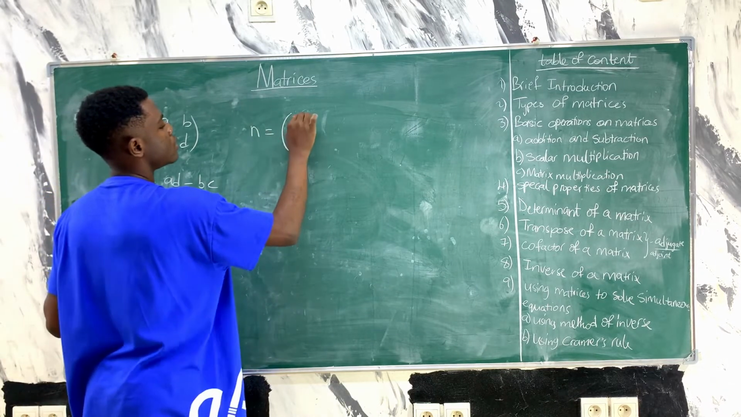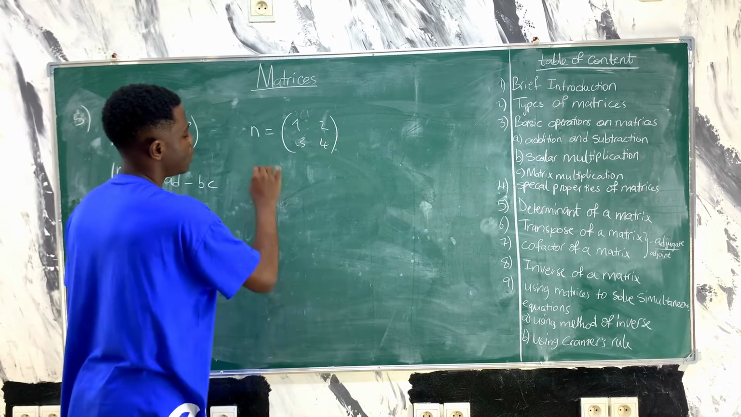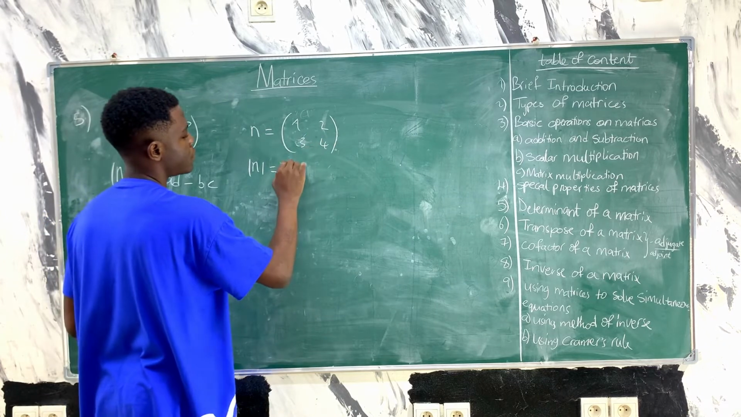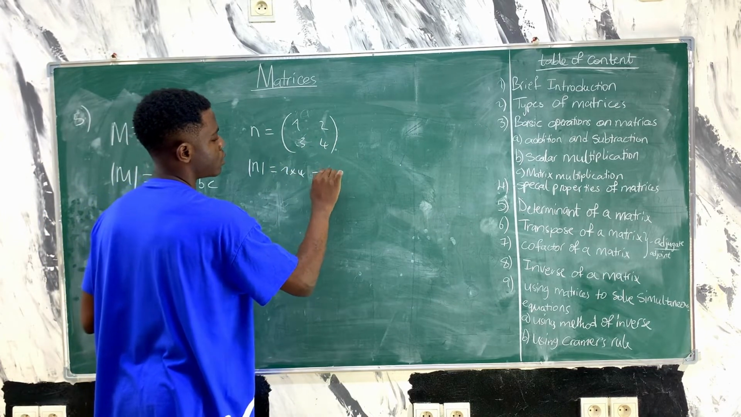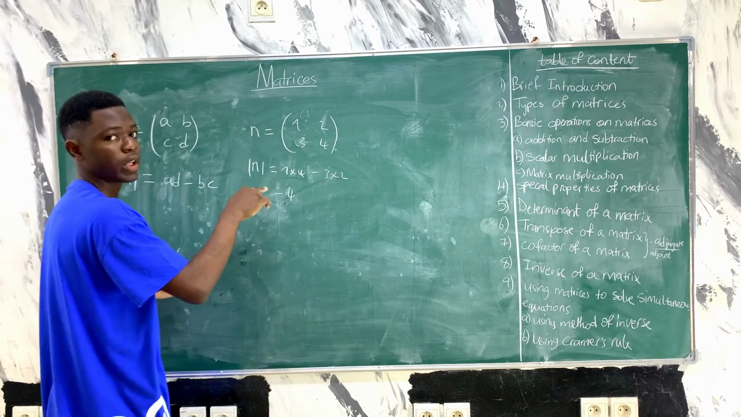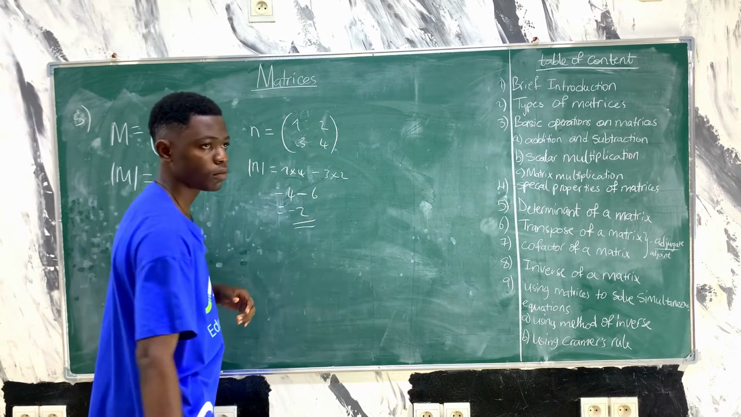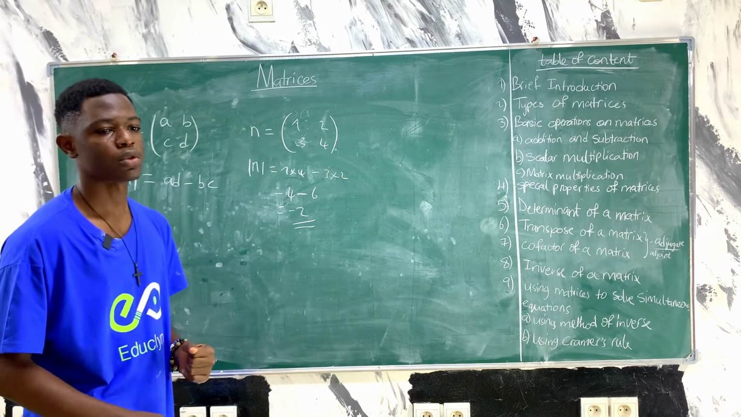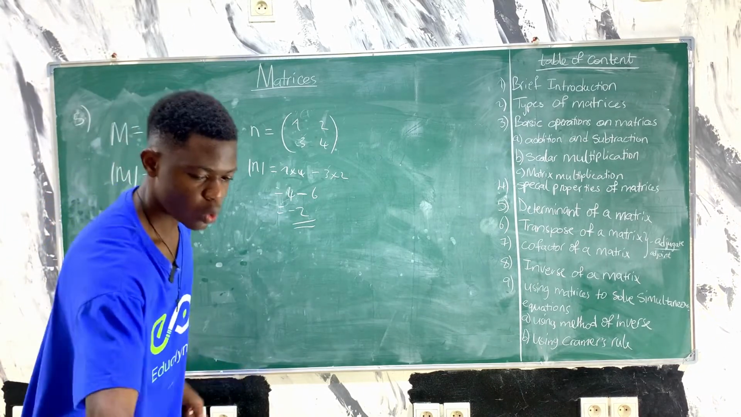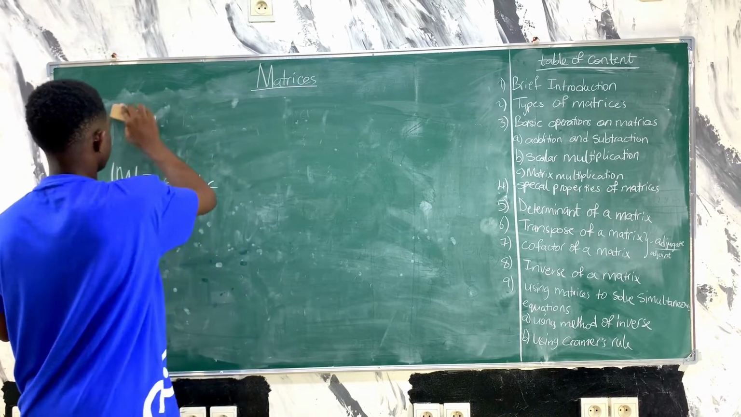The matrix N is 1, 2, 3, 4. The determinant of N is going to be 1 times 4 minus 3 times 2. 1 times 4 is 4, minus 2 times 3 is 6. So the determinant is going to be minus 2. So yeah, that's how you find the determinant of a 2 by 2 matrix.